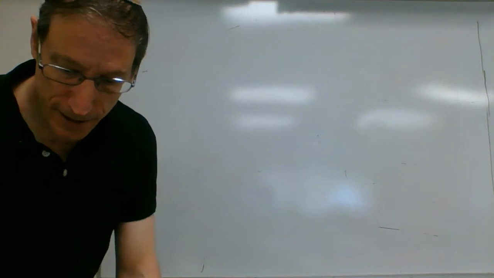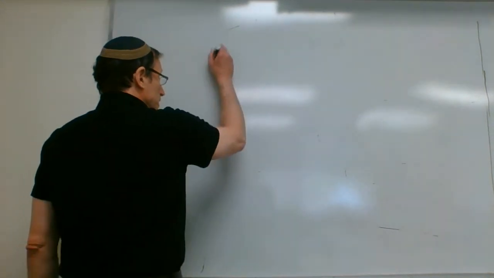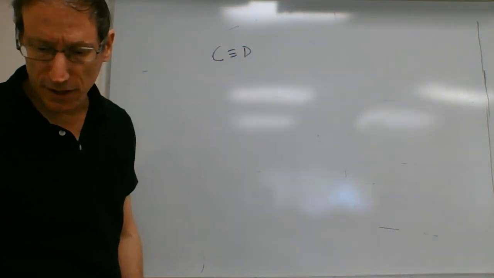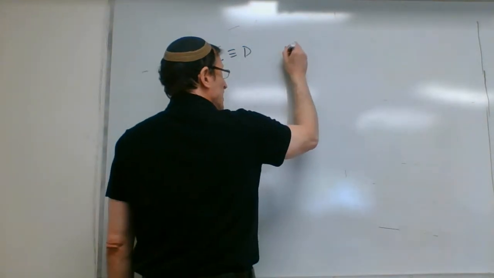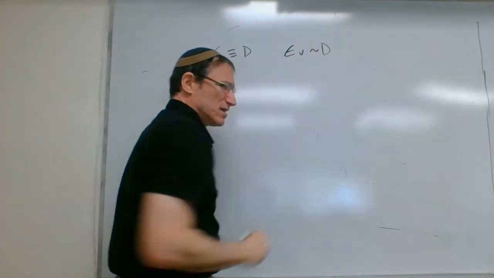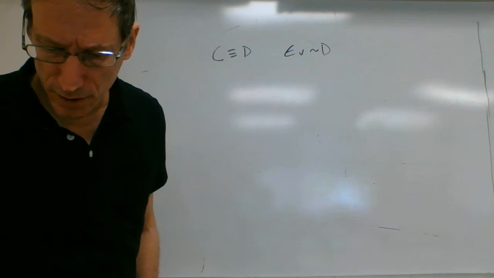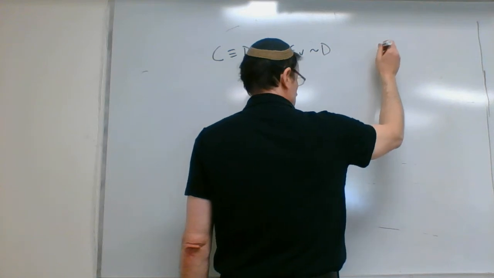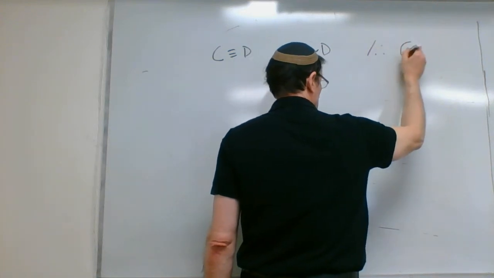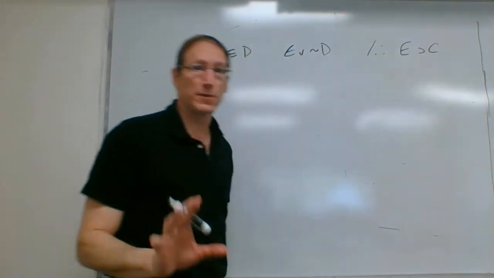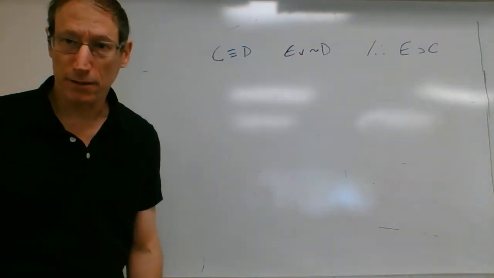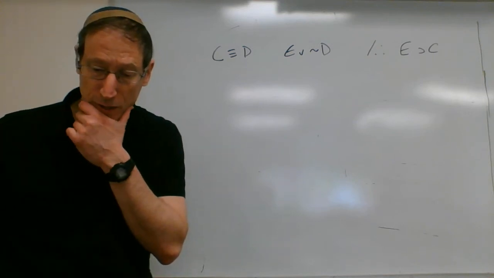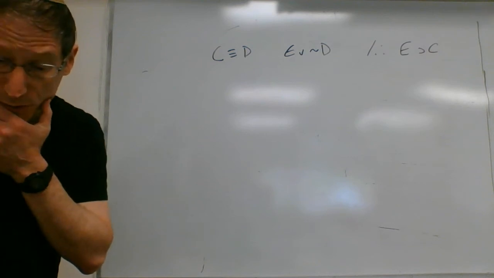Anyway, here's number 8. It says C biconditional D. And we have E wedge not D. And we have as a conclusion E horseshoe C. Okay, the first step is to make sure that you copy the example correctly. That's very important. Otherwise, you're not doing it right. Makes sense, right? Okay, C biconditional D, E wedge not D, and then E horseshoe C.